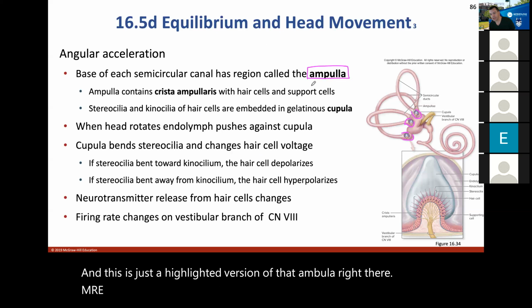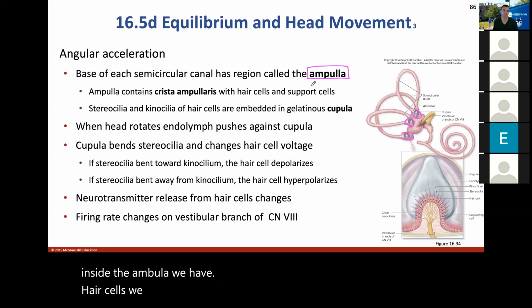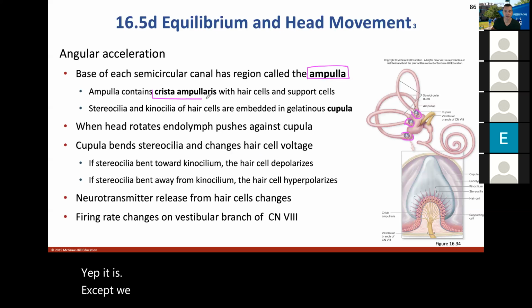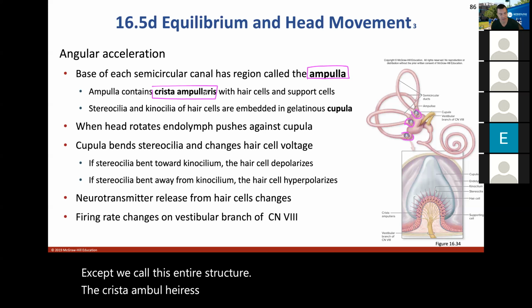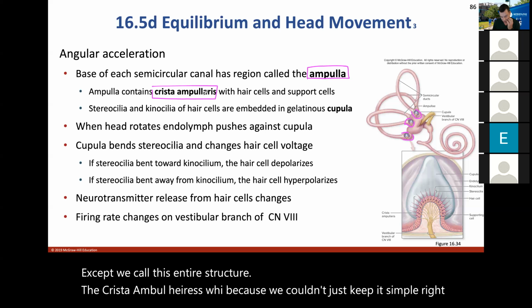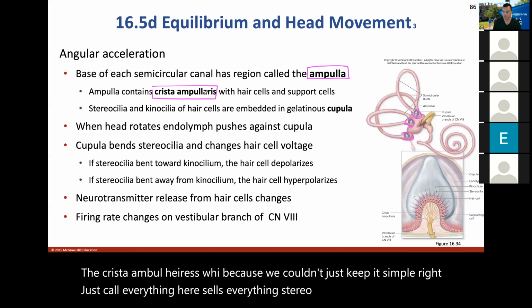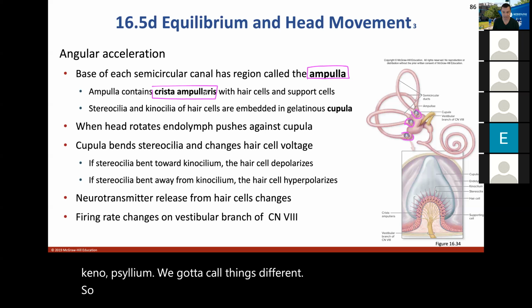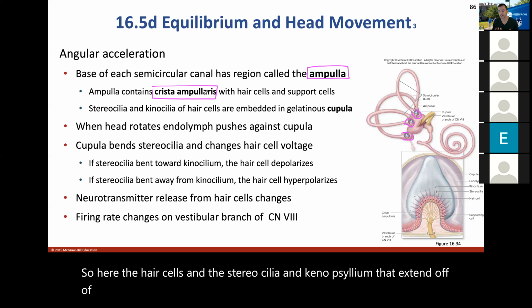Inside the ampulla, we have hair cells, we have stereocilia. Oh my God, it's the same thing. Yep, it is. Except we call this entire structure the crista ampullaris. Why? Because we couldn't just keep it simple, right? Just call everything hair cells, everything stereocilium, everything kinocilium. We got to call things different, okay? So here, the hair cells and the stereocilia and kinocilium that extend off of it are collectively referred to as the crista ampullaris. Welcome to science.